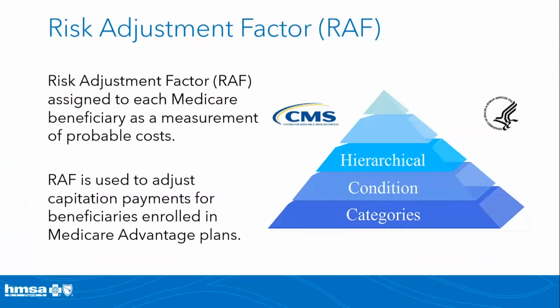When we talk about HCC coding and RAF scores, we're talking about your ICD-10 diagnosis coding. The physician needs to have proper documentation and submit claims with proper ICD-10 codes. Medicare then takes the data submitted on your claim and assigns the appropriate HCC code.